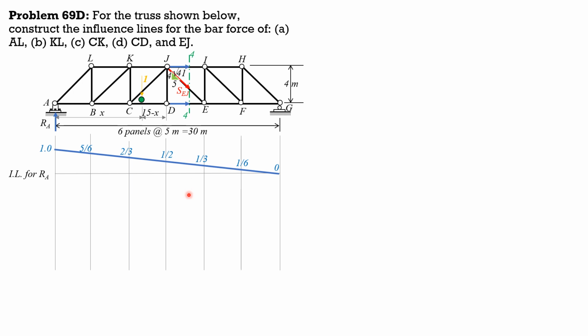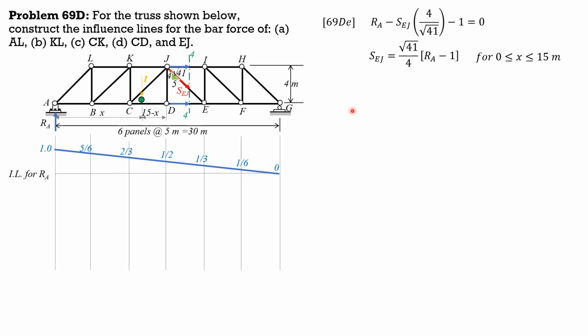So the equation is summation of forces in y equals 0. RA minus SEJ times 4 over square root of 41 minus 1 equals 0. So SEJ is equal to square root of 41 over 4 times quantity (RA minus 1). And this is applicable for 0 less than or equal to x less than or equal to 15 meters. Beyond that, the unit load is no longer part of the free body diagram, so you remove this one here. So it is square root of 41 over 4 of RA for x greater than 15 meters. So we are now ready to plot the influence line of EJ.